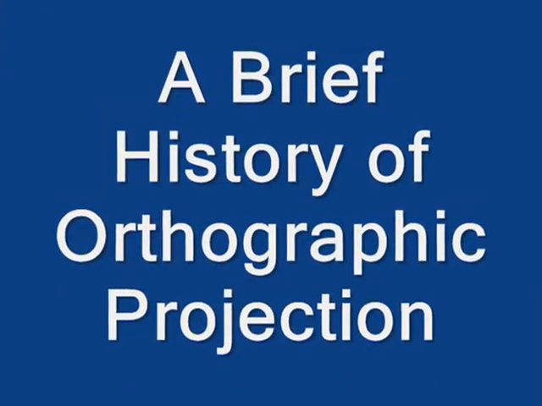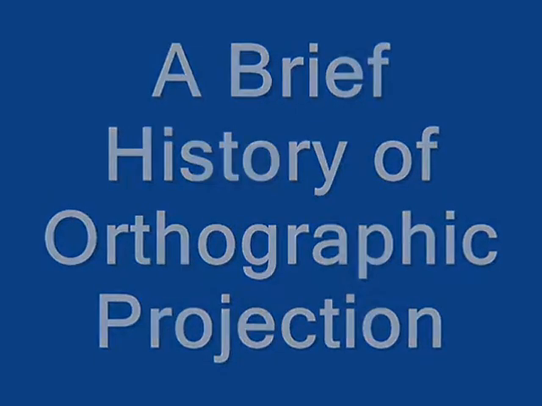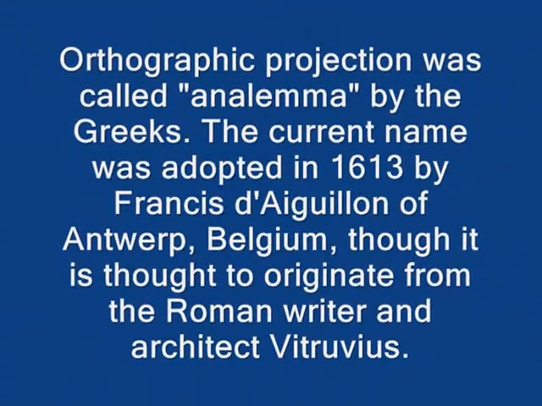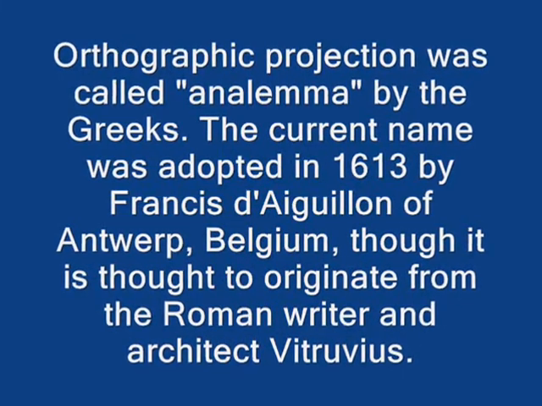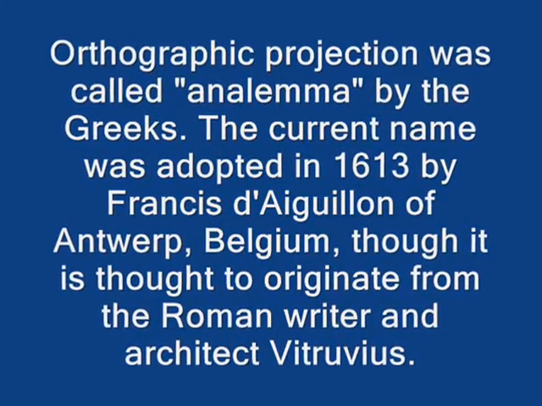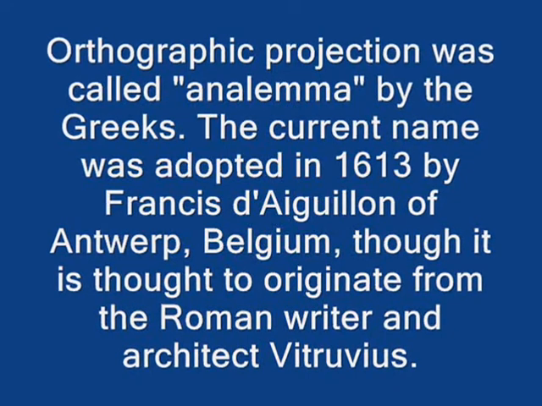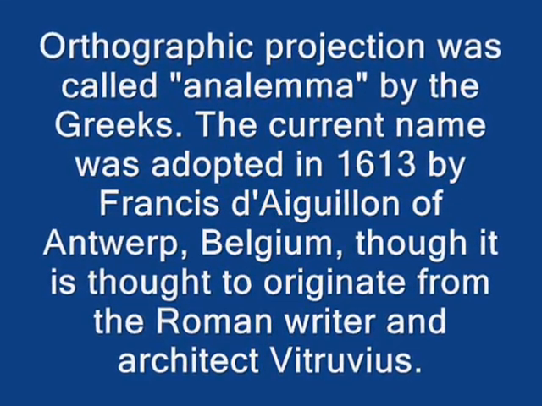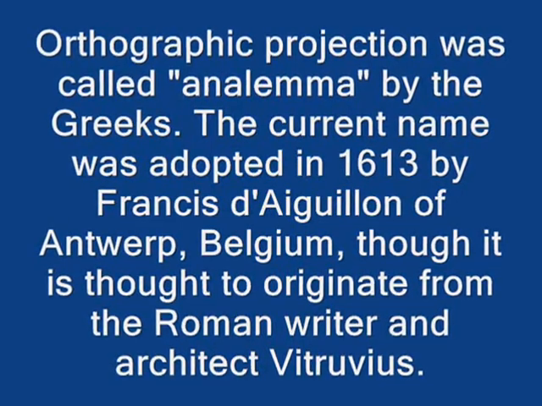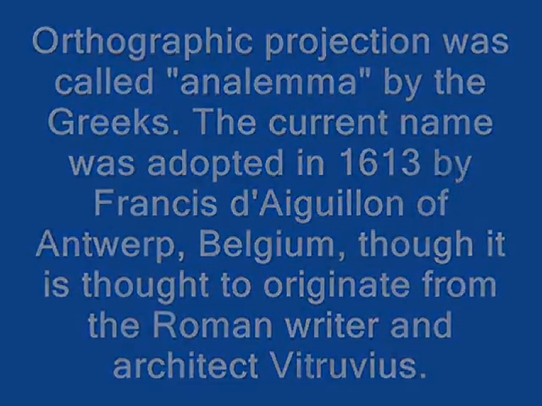A brief history of orthographic projection. Orthographic projection was called analemma by the Greeks. The current name was adopted in 1613 by Francis de Ouglion of Antwerp, Belgium, though it is thought to originate from the Roman writer and architect Vitruvius.